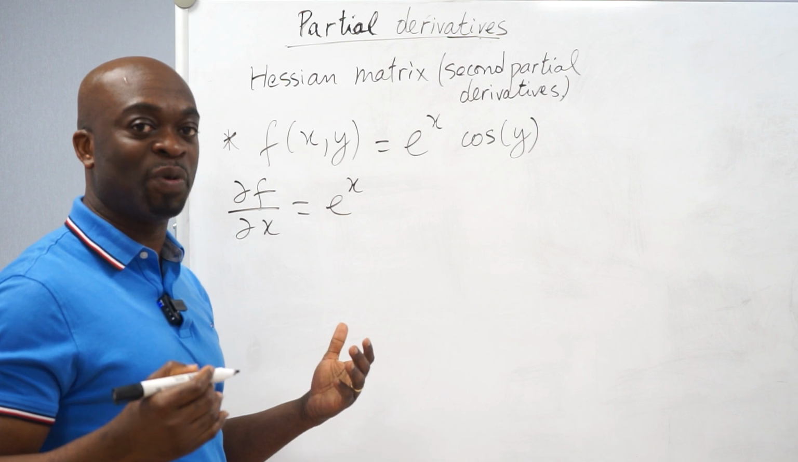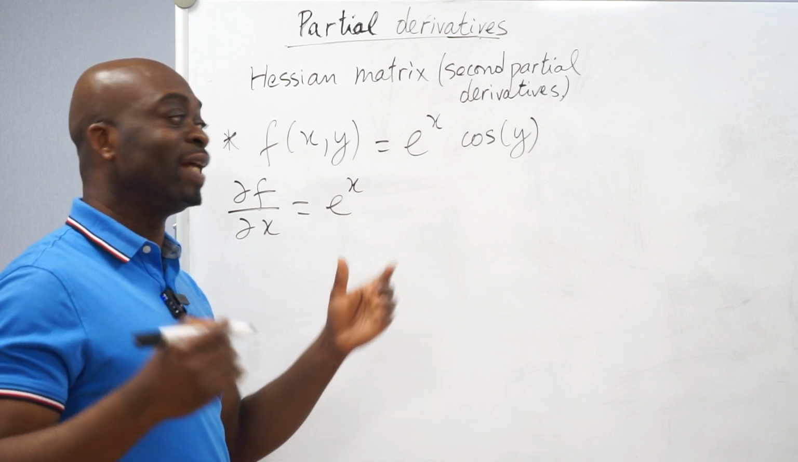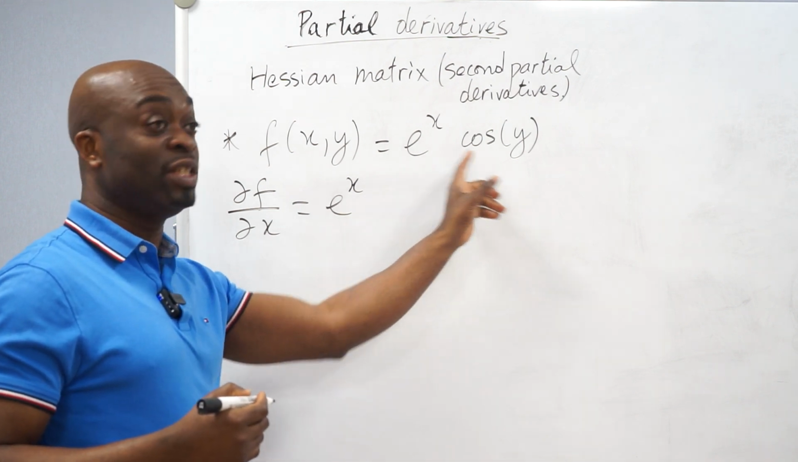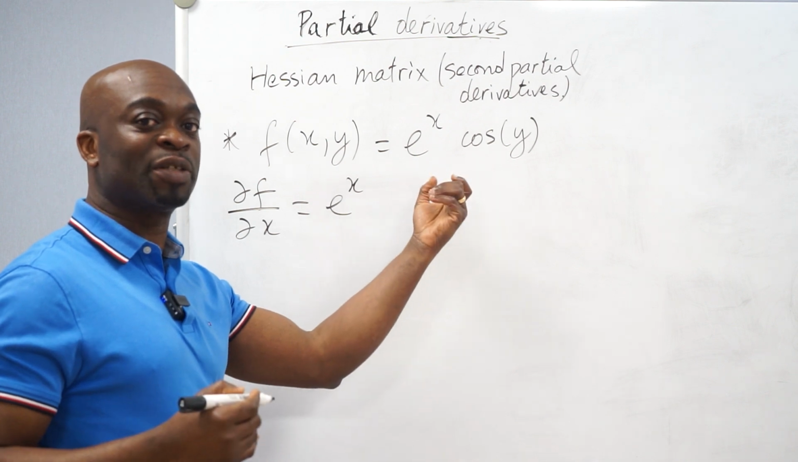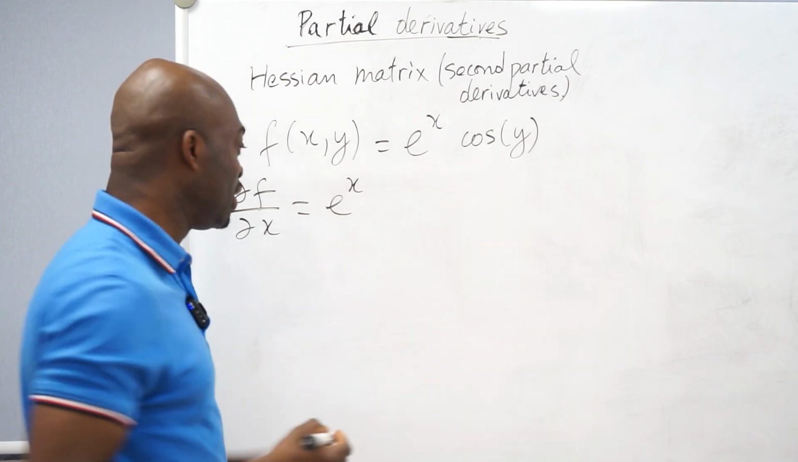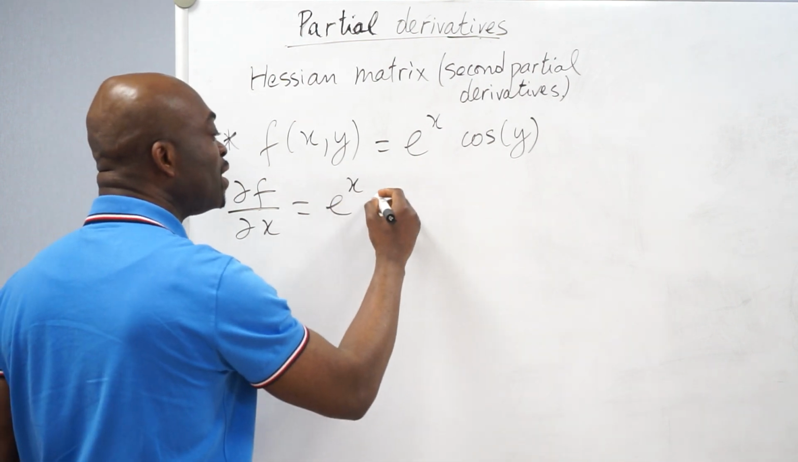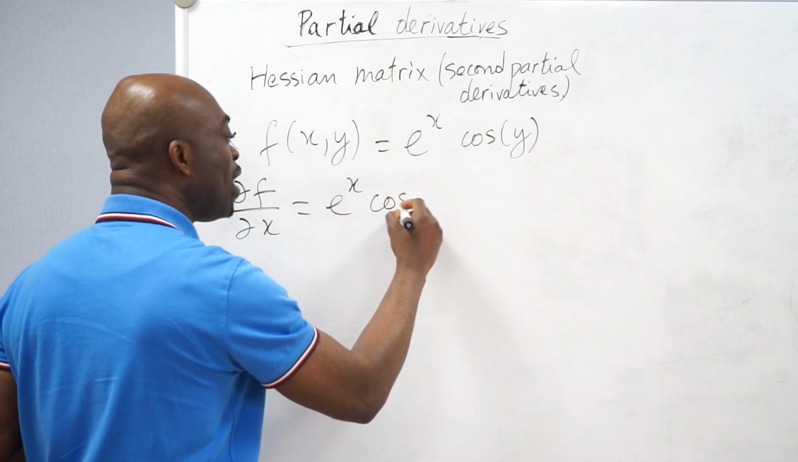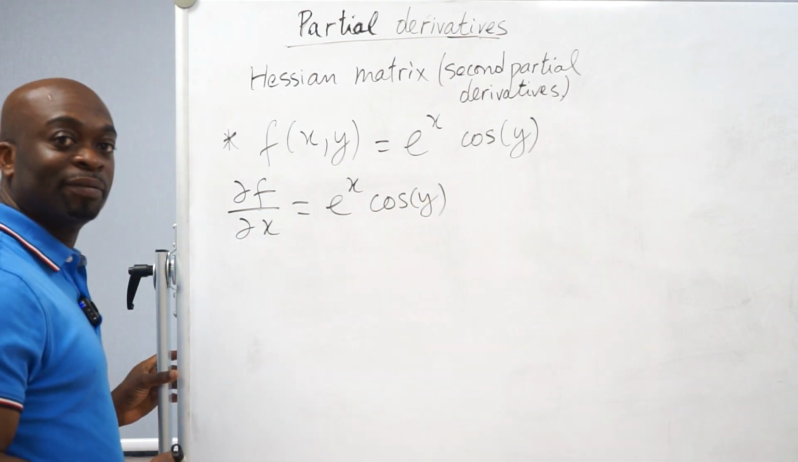That's a common mistake that people will make. It is equal to 0 when you have a plus or minus sign between these two terms, okay? In this case, it's multiplication, so the constant stays. So it's going to be exponential x, so it's going to be cosine y still, okay?